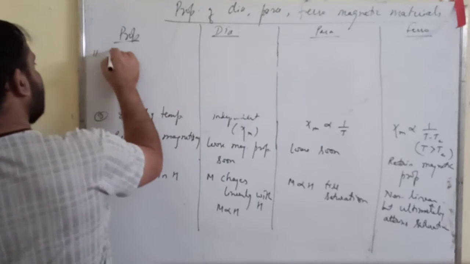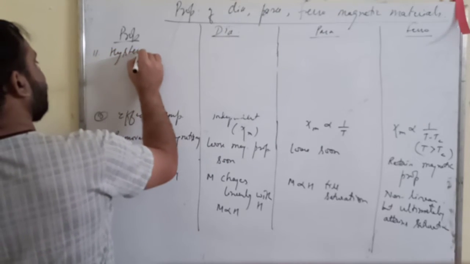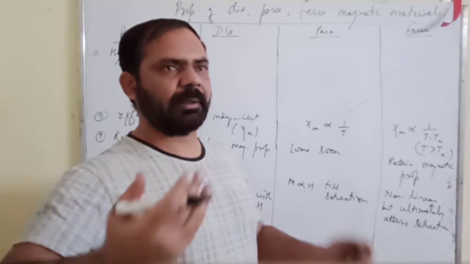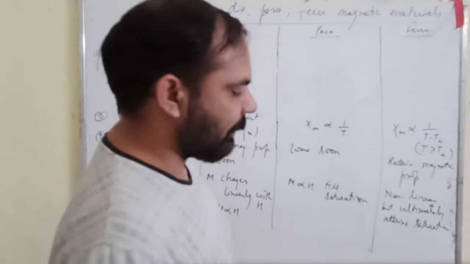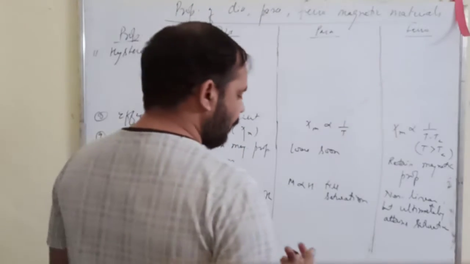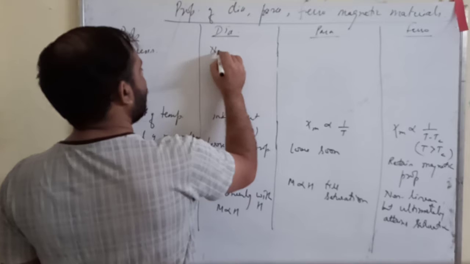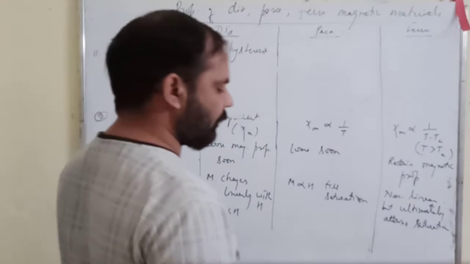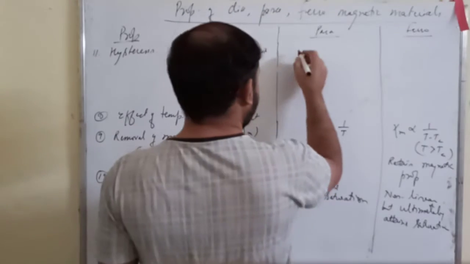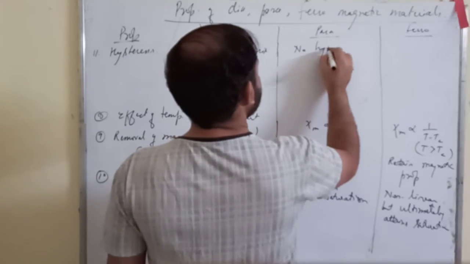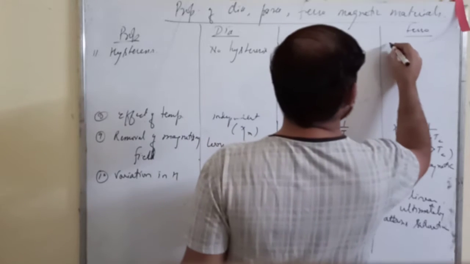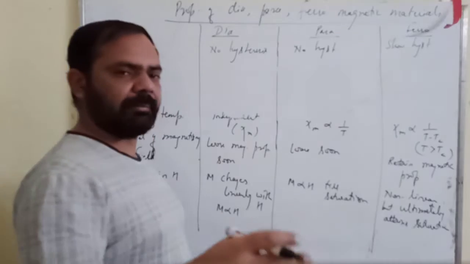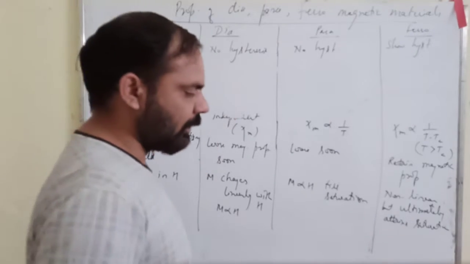Point number 11 is hysteresis. Now what is hysteresis, that I will discuss after this topic. That would be the last topic of this chapter, what is the hysteresis loop. So here they show no hysteresis. They do not show any hysteresis. They also do not show any hysteresis, and they show hysteresis. What is hysteresis, that I will discuss with you just now after this, right?